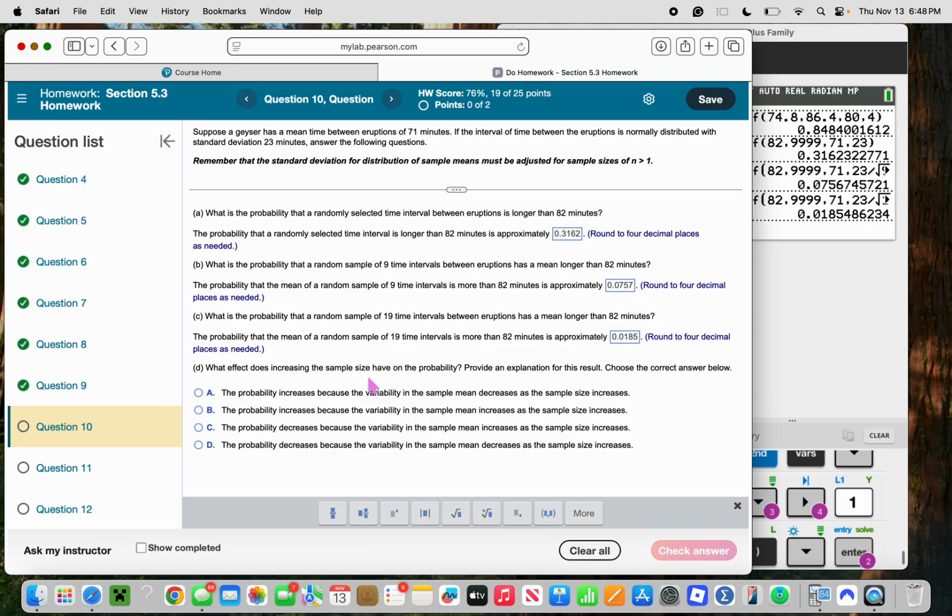What effect does increasing the sample size have on the probability? Provide an explanation for this result. So the probability increases. That's not true. It decreased. So the probability decreases because the variability in the sample mean increases. Variability is decreasing. So the probability decreased because the width of the interval got smaller and smaller as we increased the sample size.